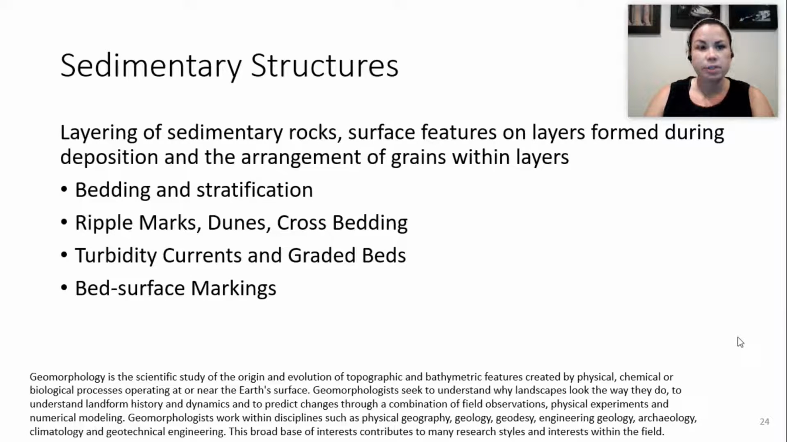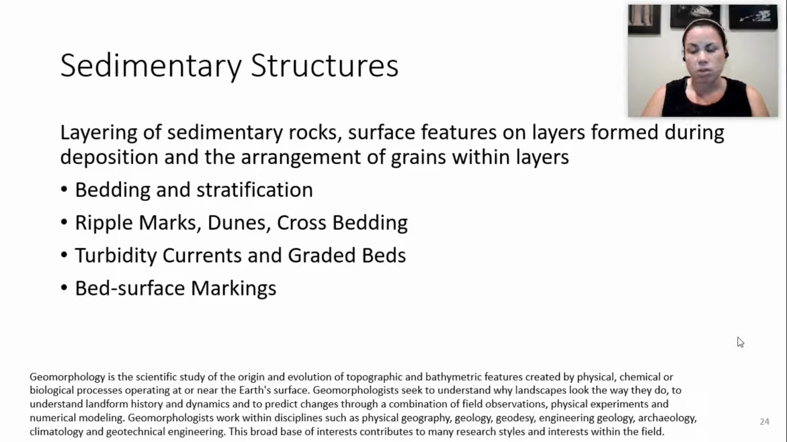Let's talk about sedimentary structures. This is the layering of sedimentary rocks, or surface features on layers that are formed during deposition and the arrangements of grains within the layers. Some examples of this would be bedding, stratification, ripple marks, dunes and cross-bedding, turbidity currents and graded beds, and bed surface markings.